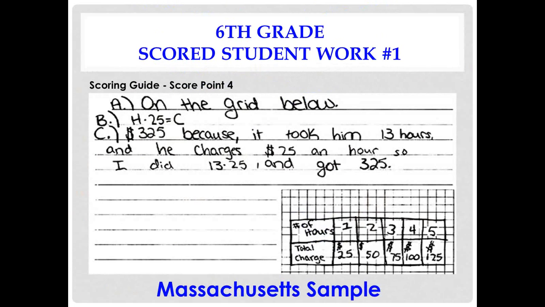So part A was: complete the table you copied in your student answer booklet to show the relationship between H, the number of hours the painter works, and C, the total amount in dollars the painter charges for painting. On the grid below, the student shows the number of hours and the total charge. For 1 hour, they show $25. For 2 hours, $50. For 3 hours, $75, and so forth.